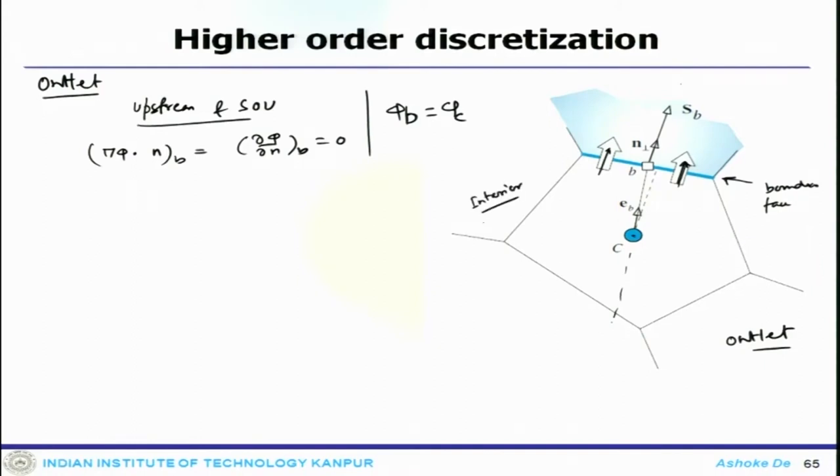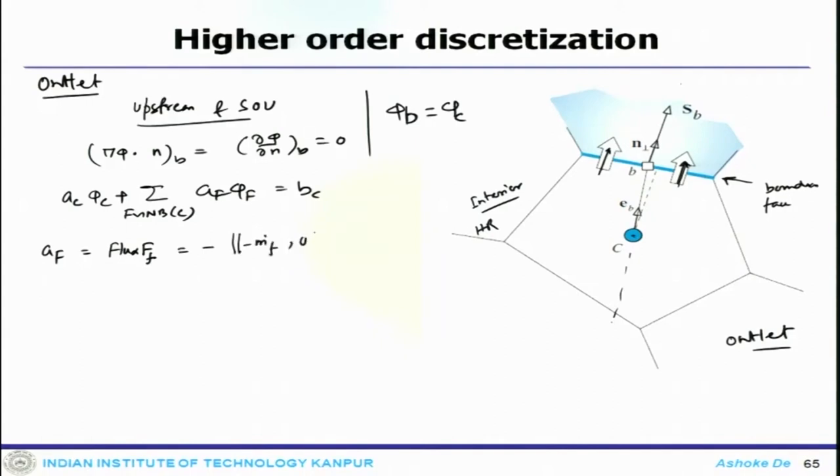Now similarly, you discretize the convective flux for the interior elements. If you use a high resolution scheme, then the modified algebraic equation for the boundary element would use some deferred corrections. So, the equation will look like A C phi C plus the sum over F of A F phi F equals to B C. Here again the AF would be flux FF, which is minus m dot f, and AC is the sum over F1 NBC, because F1 only is the face we are interested in, as that is the boundary face.